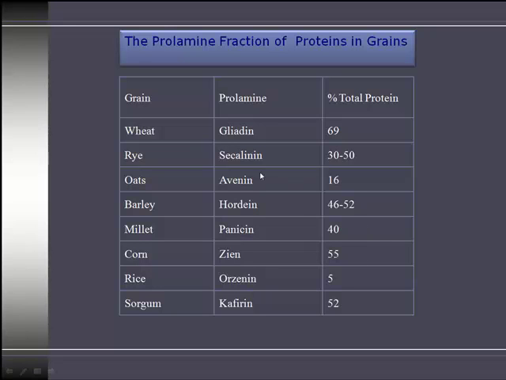Now you'll also see other grains here, and these first four, wheat, rye, oats, and barley, are your traditional celiac grains, but you can see I've listed a few other examples here: millet, corn, rice, and sorghum. And you can see they all have their own types of gluten, and they all have their own different concentrations of gluten as well. So what we've got here is different grains containing different types of glutens and having different concentrations of those different types of glutens.